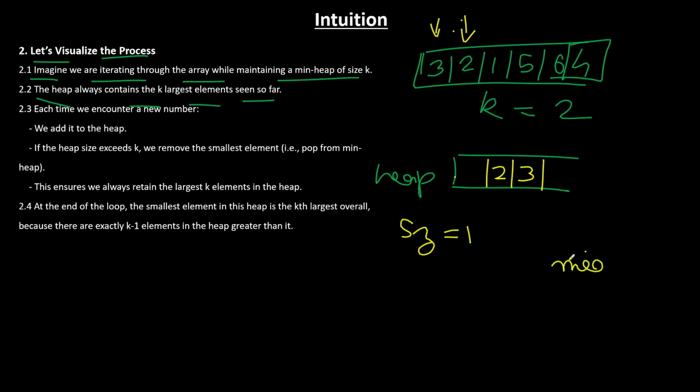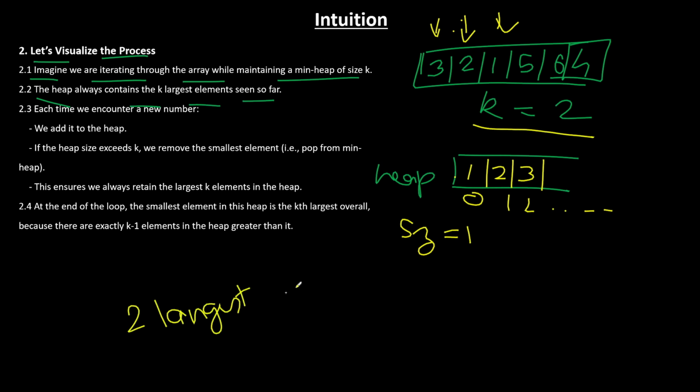The root is always index 0, then 1, 2, and so on. Then I will come here and put in 1. This is an organized min heap, which is correct. Now, since we have to find the kth largest element, which means the second largest element, we can see the size of the heap is 3, and among 3, 2, 1, the second largest element is 2 definitely, right?